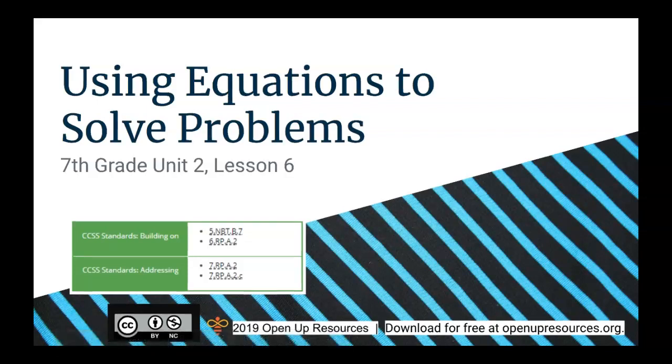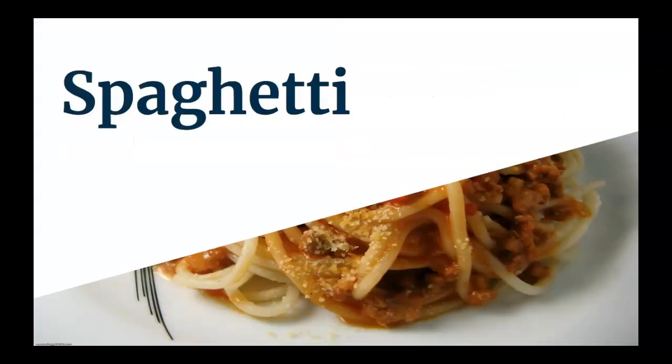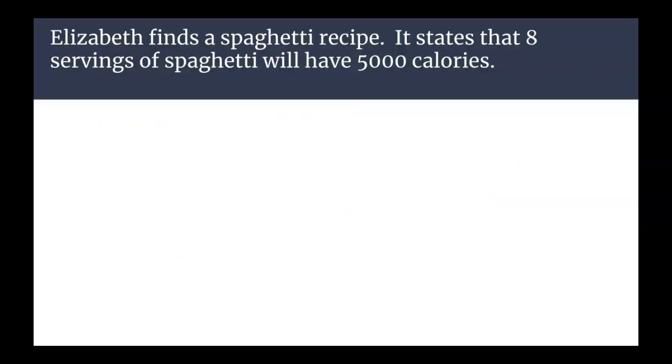In this lesson, we're going to be using equations to solve problems. Today's goals: I can relate all parts of an equation y equals kx to the situation it represents, and I can find missing information in a proportional relationship by using the constant of proportionality. We're going to do our work today using a problem about spaghetti.